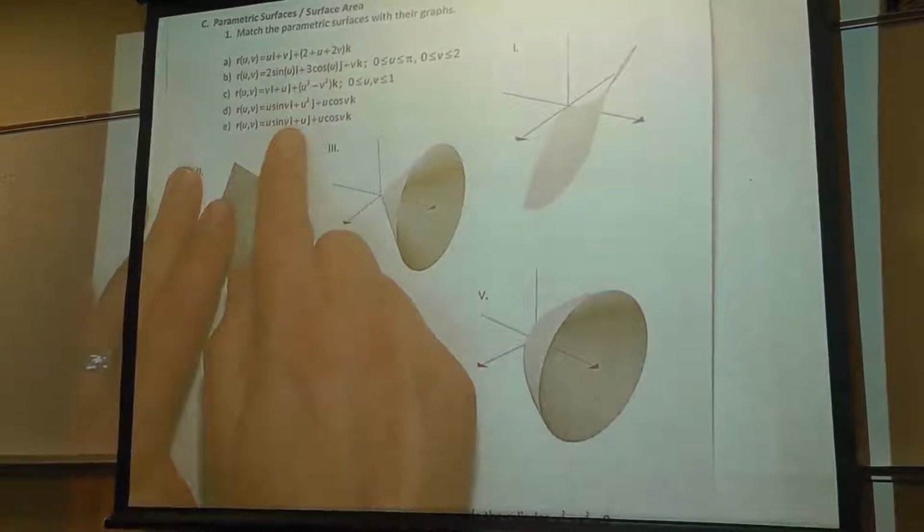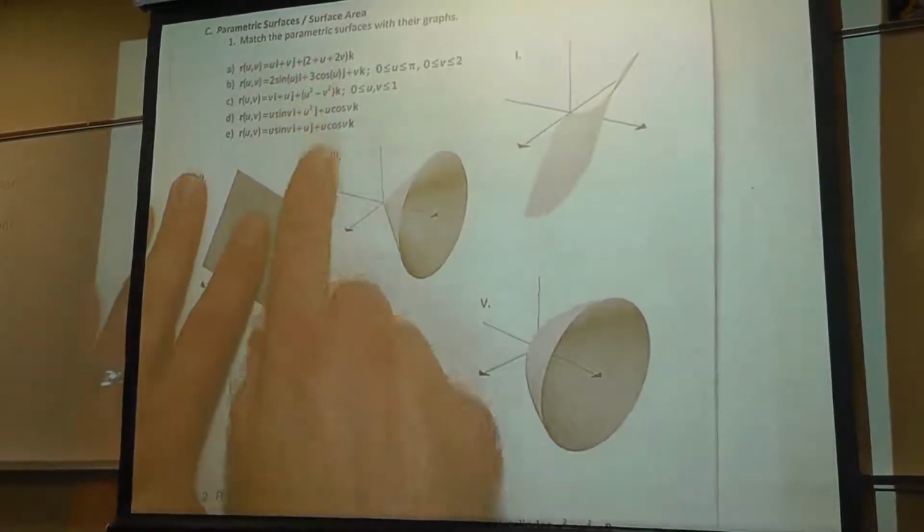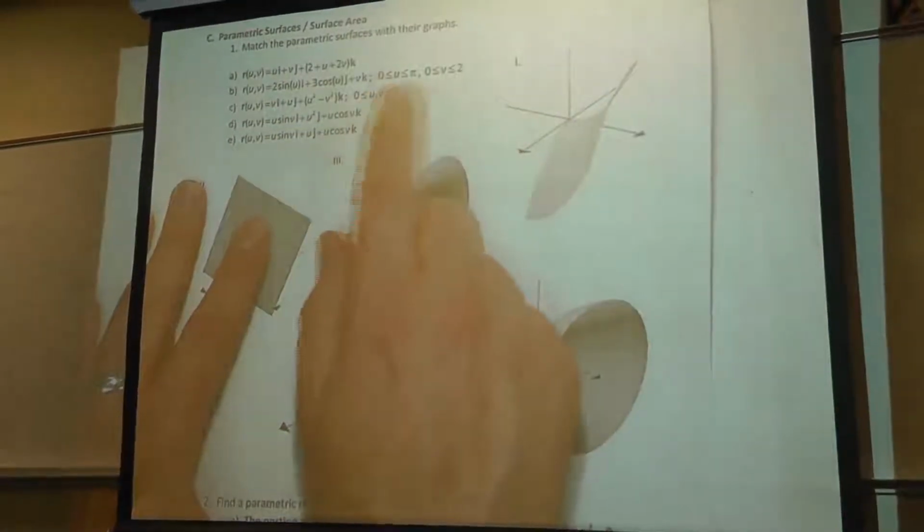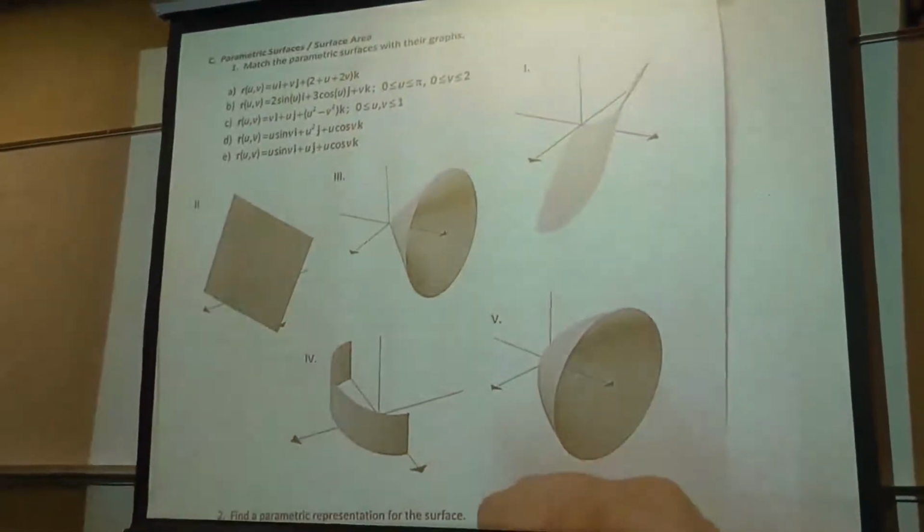So in each of these equations, some of the equations are independent of u and v, but some of the equations actually give you restrictions on your u and your v that'll help you narrow it down to what the choices are.